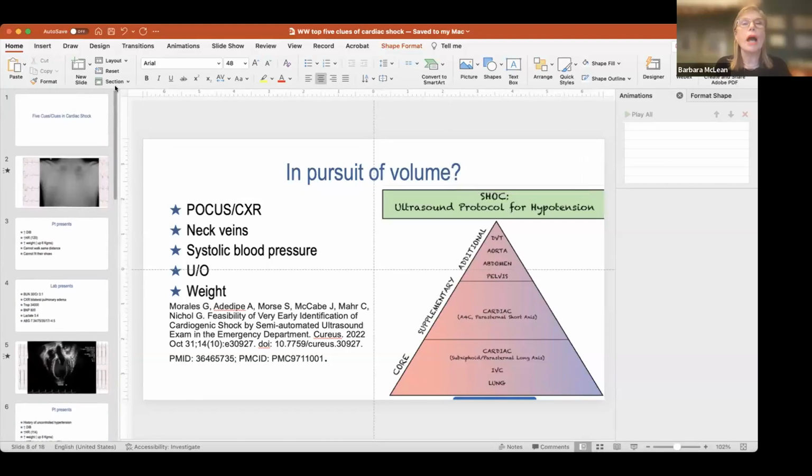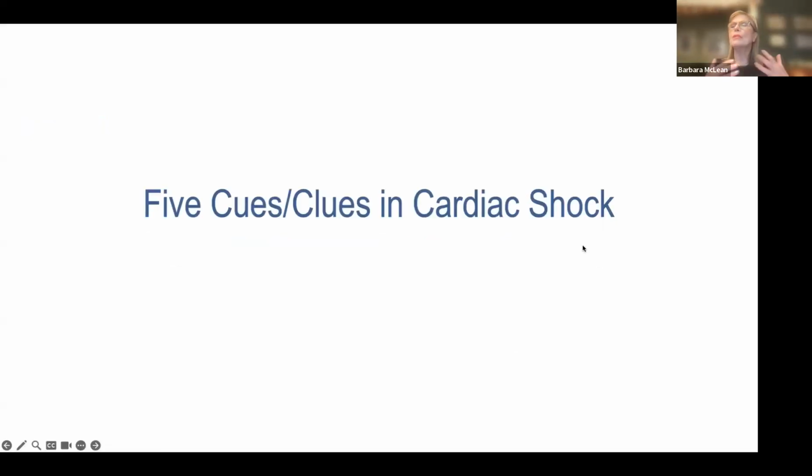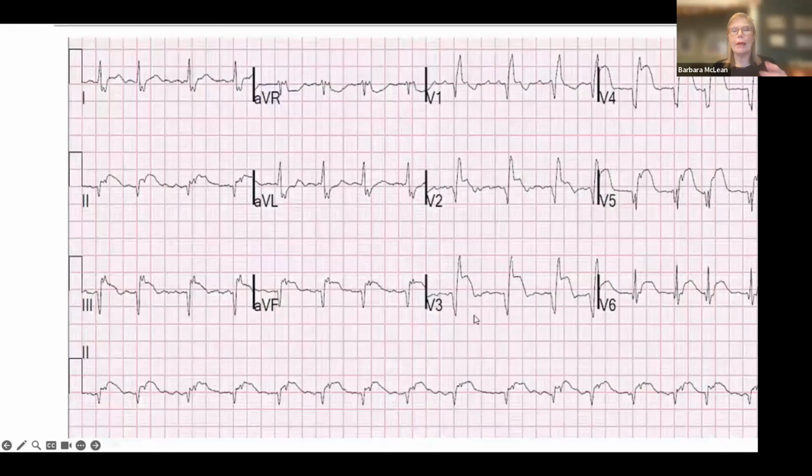And today we're going to talk about the top 5 cues and clues in cardiogenic shock and cardiac shock. This is really a clinical talk, talking about what we see at our patient's bedside and the kinds of things that tell us we have patients at risk. So just really important in terms of how we're looking at our patients.